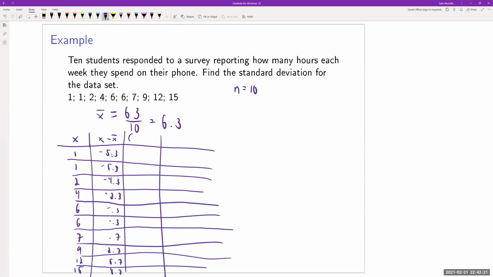Next, we'll need to take this value and square it. Here, we'll definitely need to pull out our calculator. So 5.3 squared gives us 28.09. 4.3 squared gives us 18.49. And we'll go through each data value in turn.